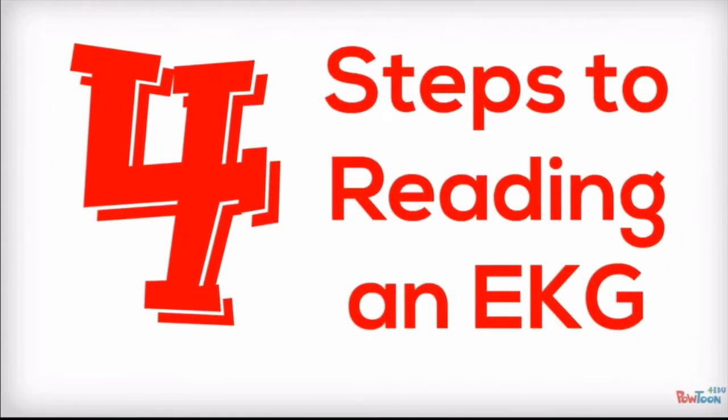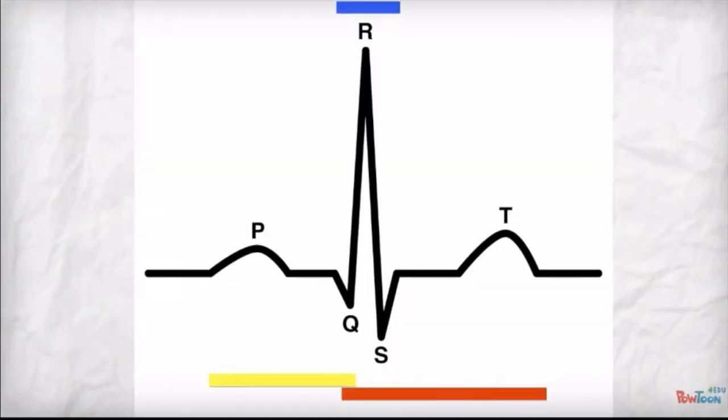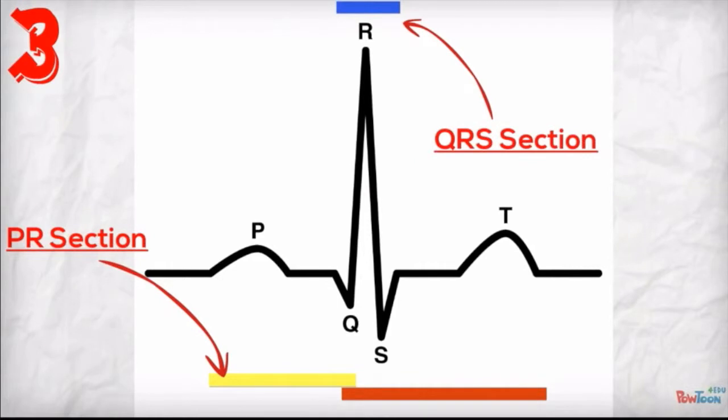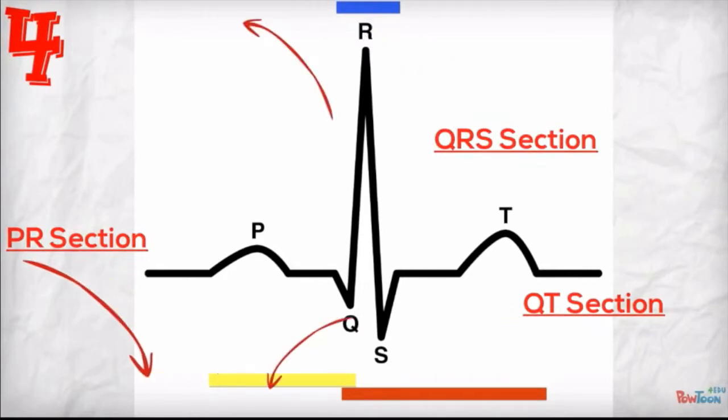So 4 steps to reading an EKG. The first step, look at rate, rhythm, and axis. Second step, everybody should assess the PR section. Third step, the QRS section. And fourth step, the QT section. Let's start from the beginning.